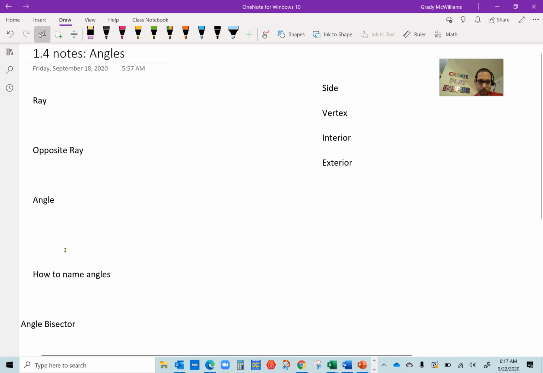Hello everyone. So we're going to talk about angles today. There's a lot of vocabulary in this section, so please pay attention. Make sure you get some good notes.